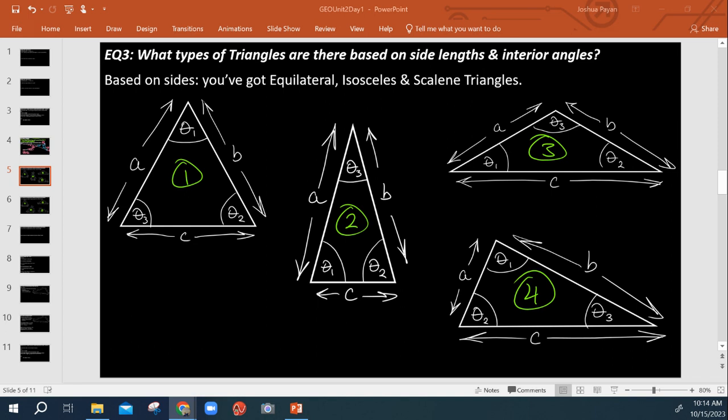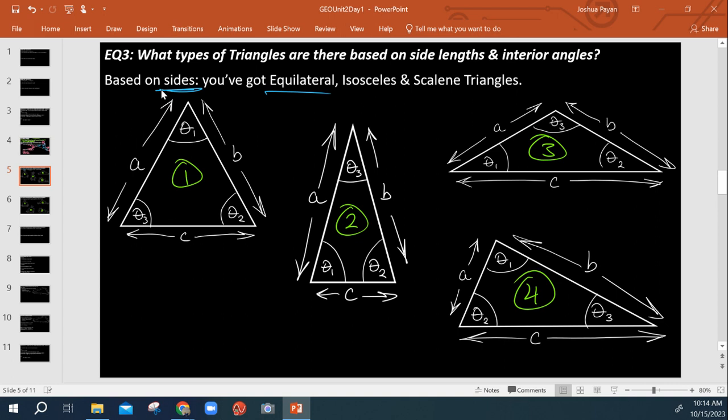Okay, so in this brief video, I'm simply going to talk about the types of triangles that there are based on side lengths and based on interior angles. So first, let's start with the sides. So we'll start with the sides.